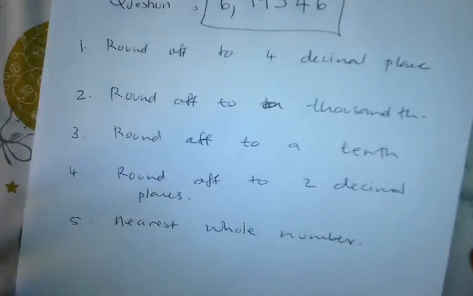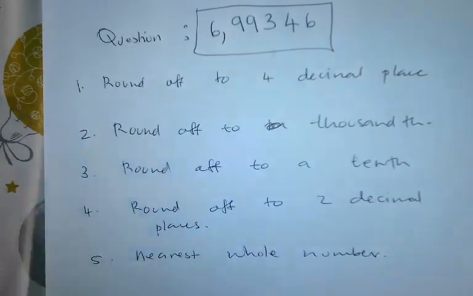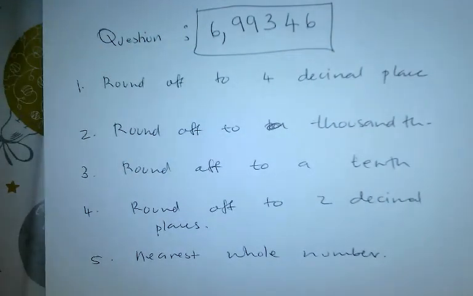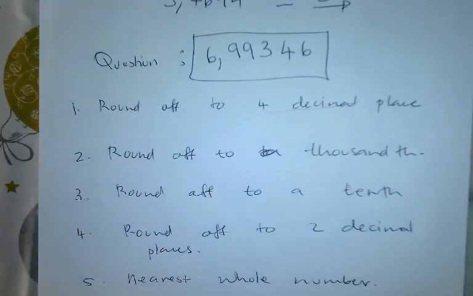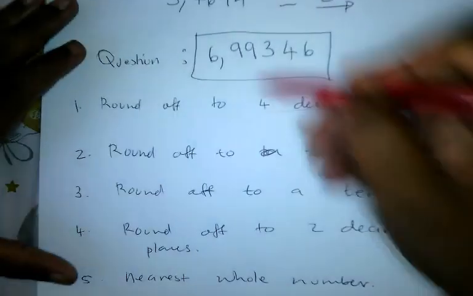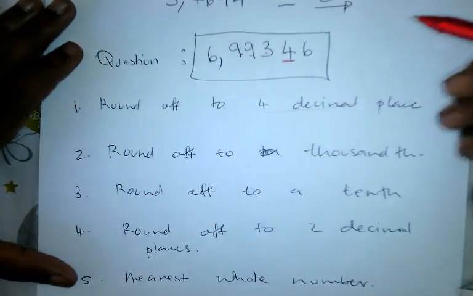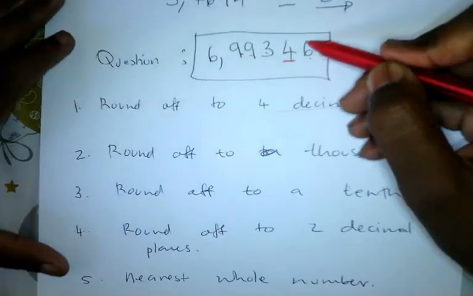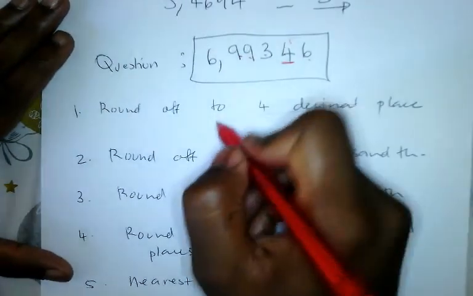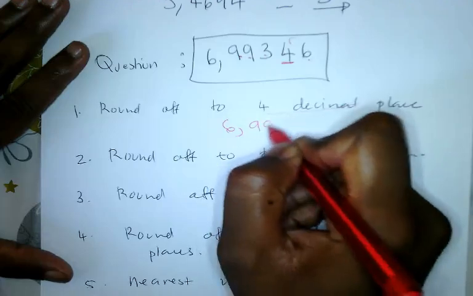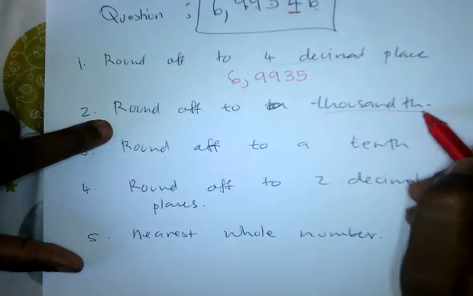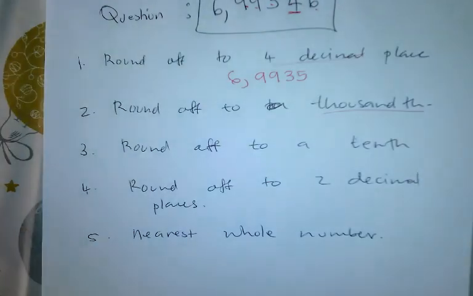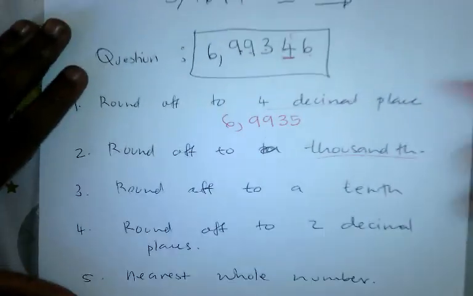So the first one, how many numbers should be after the comma? 4. 1, 2, 3, 4. I wait here. What is this number? 6. So it's going to add a 1 there. Are we all clear? So here I'm going to have 6,9935. This one, 1,000. How many decimals are in 1,000? 3. So we want how many numbers there? 3. 1, 2, 3. We stop at 3 now. 4. Is it going to affect the 3? No.